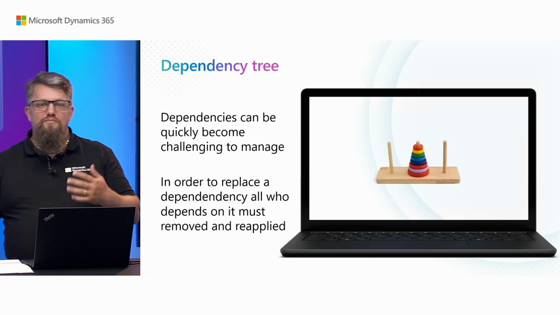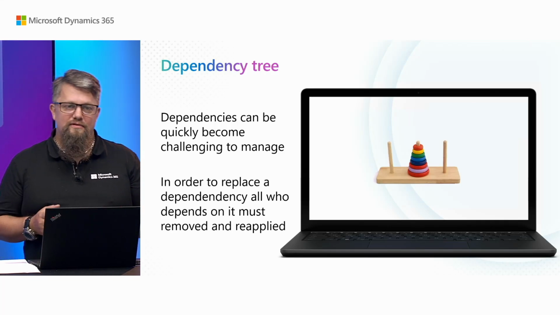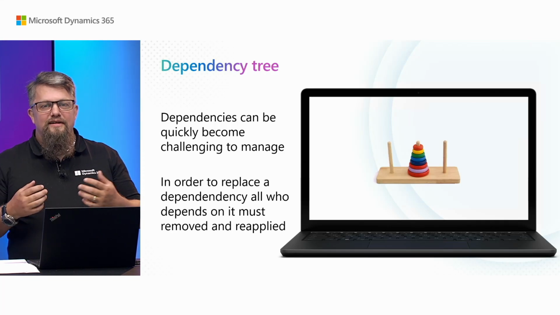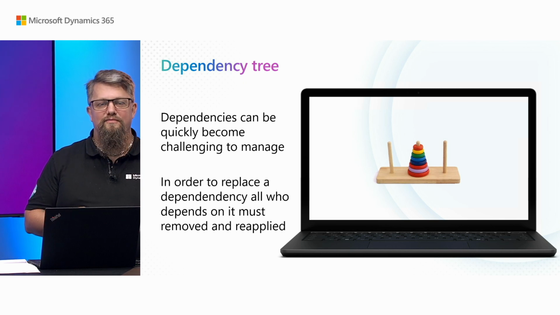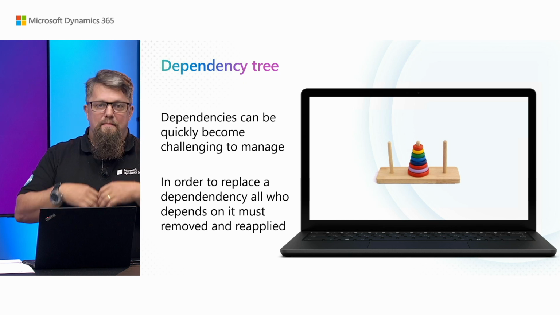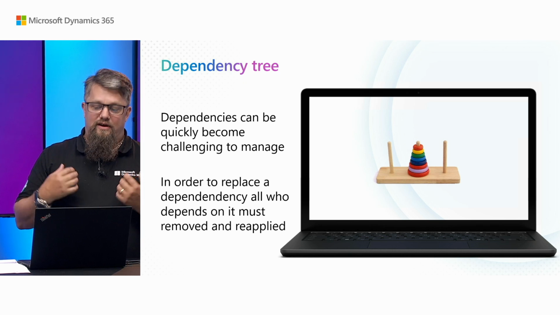The challenge of changing out a lower dependency. To change out a dependency, you need to remove all the things that depend on it first. And like this game here, there are some rules to it. You have to remove them in a certain order, and there's a certain order in which things have to come back. Managing these kinds of dependencies can be very hard.